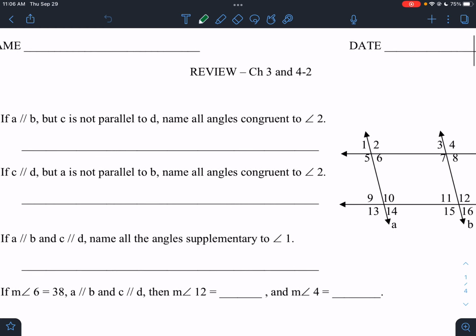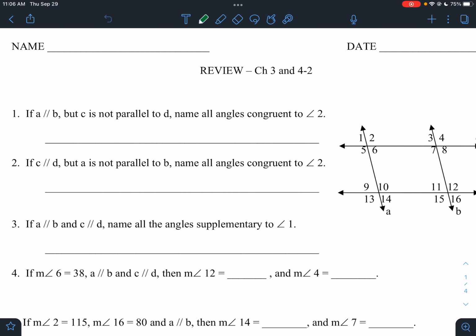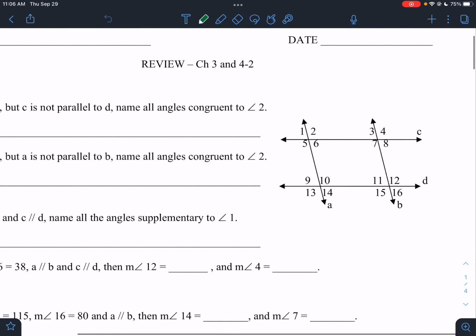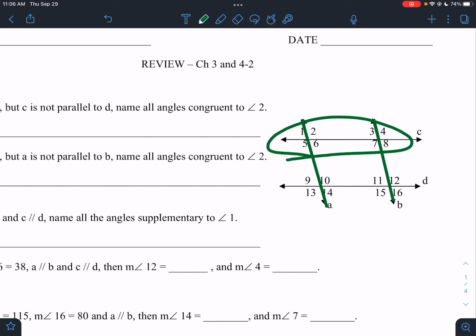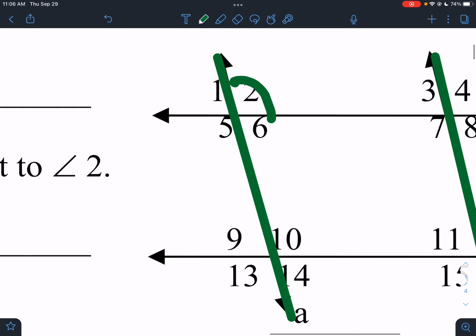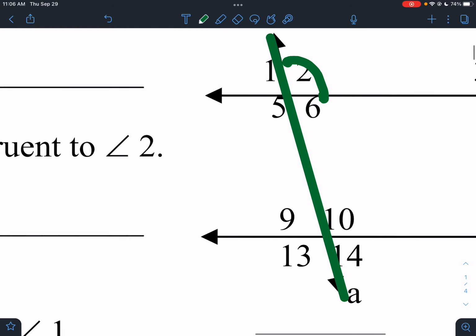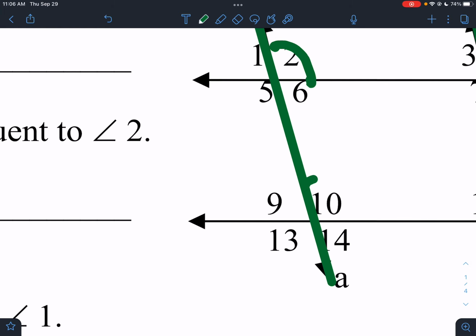But here we go. First section says if A is parallel to B, but C is not parallel to D. So A and B are the parallel lines. That would be the two green ones here. That means we are allowed to go left and right, left and right. Your transversal better touch two parallel lines. So let's say that you chose angle 2, right? Could I say 2 and 10 are equal?